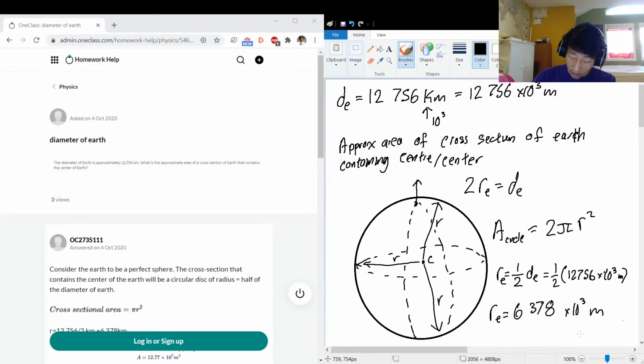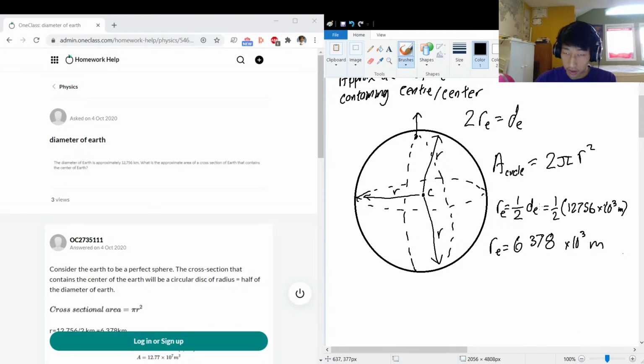So to get the area, let's send that through the area equation. Area equals that whole thing squared. So it's going to be 2 times pi times 6,378 times 10 to the power of 3 meters. Square that whole thing, and let's ask the calculator what that is. Hey calculator, what is the answer to that? Will you tell me? Of course you will.